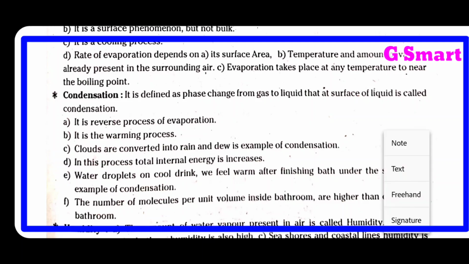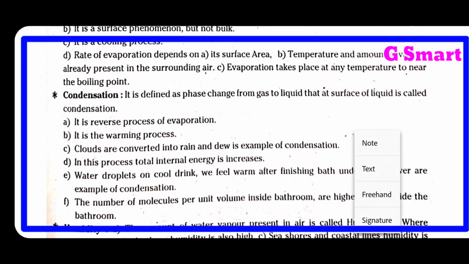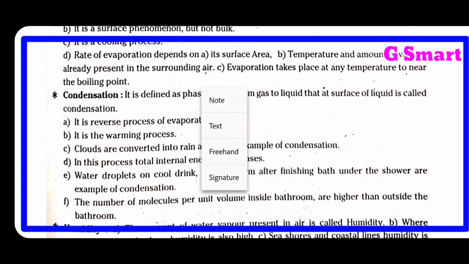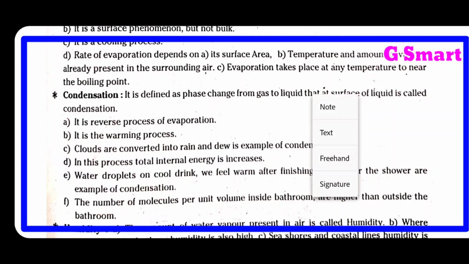The number of molecules per unit volume inside the bathroom is higher than outside the bathroom. Humidity. The amount of water vapor present in the air is called humidity.